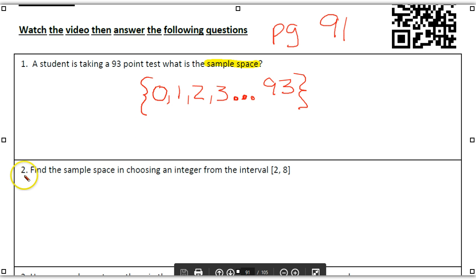All right, in example 2, this is given in interval notation, but what is the sample space? So writing it in roster notation, it would be 2, 3, 4. You could set up a pattern, your ellipsis again, or you could write them all out, there's so few. And that would be your sample space listed in roster notation.